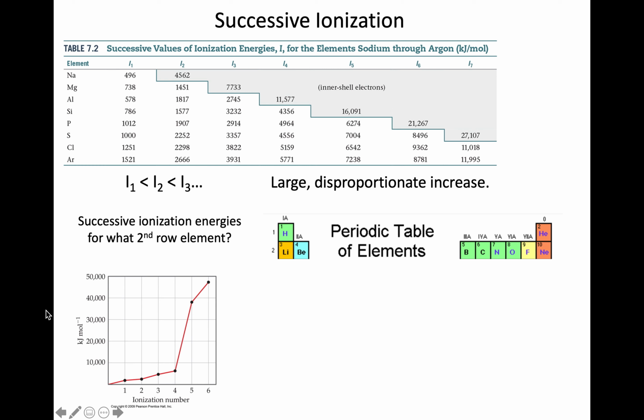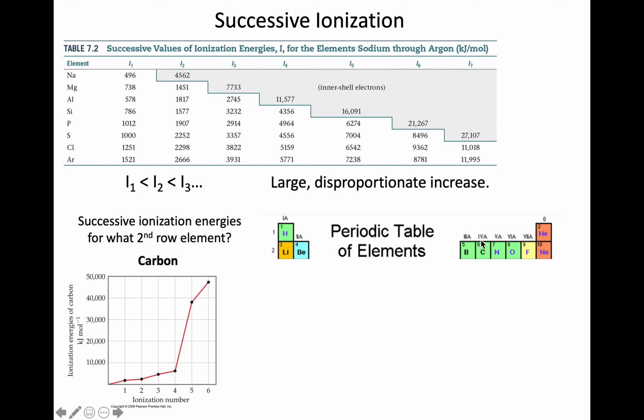Here's some data showing the successive ionization energy for a second row element, something from lithium through neon. I see that it's possible to remove one. It takes more to remove the second, more to remove the third, more to remove the fourth, and then a lot more to remove the fifth. What element do I think that is? I think it's a best match for carbon.